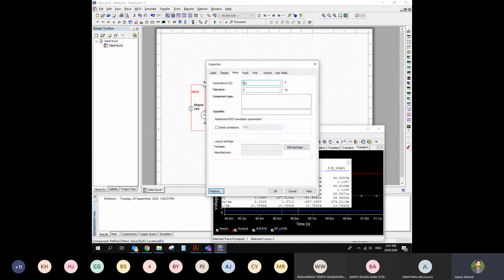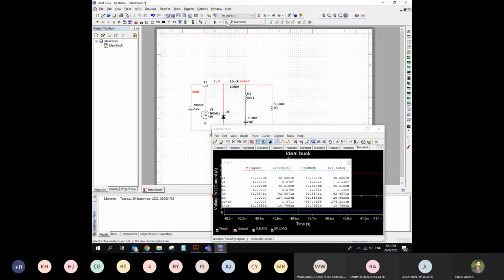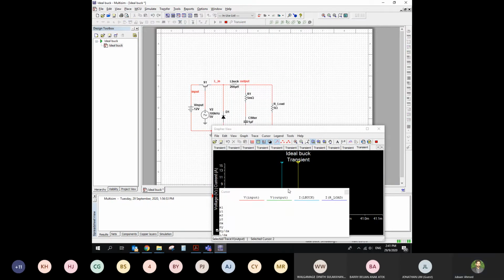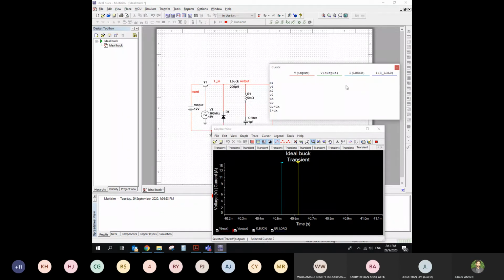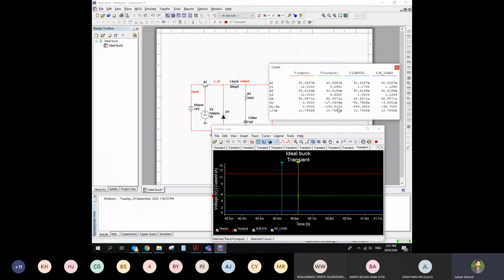Okay, so let's change it further. Please, 100 micro, 10 micro. Let's make it 1 micro. So even smaller. Simulate it. Okay, so you can see previously it was 5.57. Now the output voltage is 5.64.